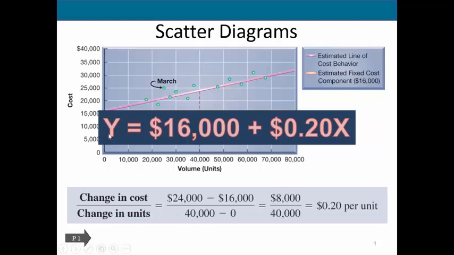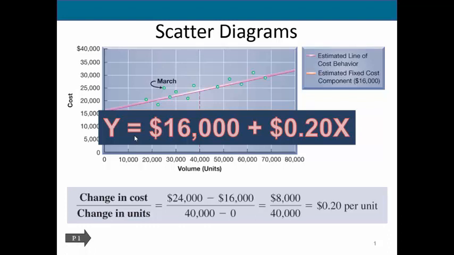So y, or total cost, equals our fixed costs plus our variable costs. So 16,000 plus 0.2 multiplied by x. We can then use this equation to estimate what our total costs will be at any volume of units. We could plug in, say, 100,000 units or 200,000 units by just changing this x, this quantity variable here, and this would give us an estimate of what our total costs would be.